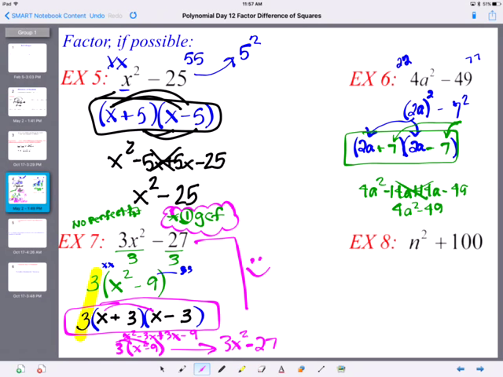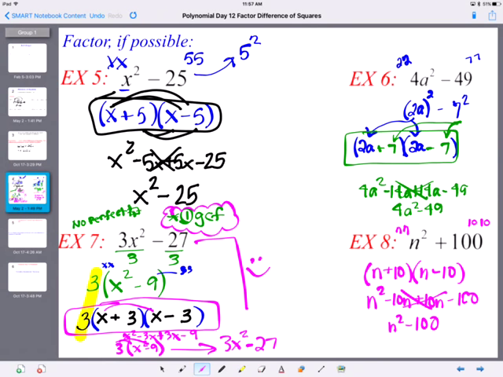So when I look at example 8, n squared, oh, that's a perfect square. 100, oh, I know that's 10 times 10. And my middle term eliminates, so I know my signs have to be a plus and a minus. Well, when I distribute n plus 10 and minus 10 and check my answer, n squared minus 10n plus 10n minus 100, my center terms cancel, which is great, but I'm left with a negative 100, and these do not match. So n plus 10 times n minus 10 is not the factors of n squared plus 100.